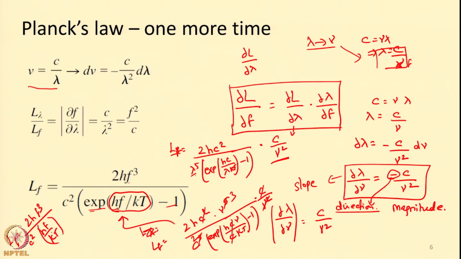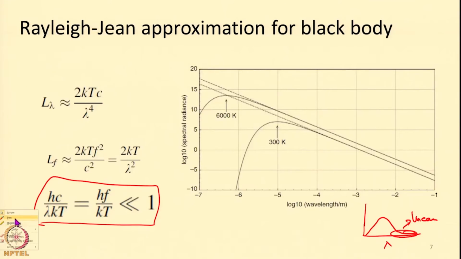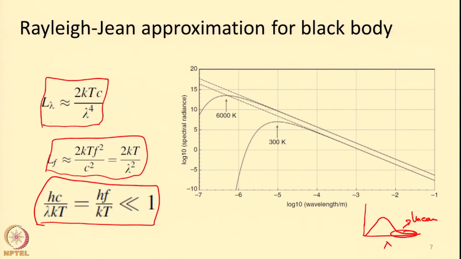So, if we do this, then the Planck's law variation with respect to frequency will become something like this. Similarly, the Planck's law with respect to wavelength also will become something like this. So, these two simplifications of the Planck's law are what is known as the Rayleigh-Jeans approximation.